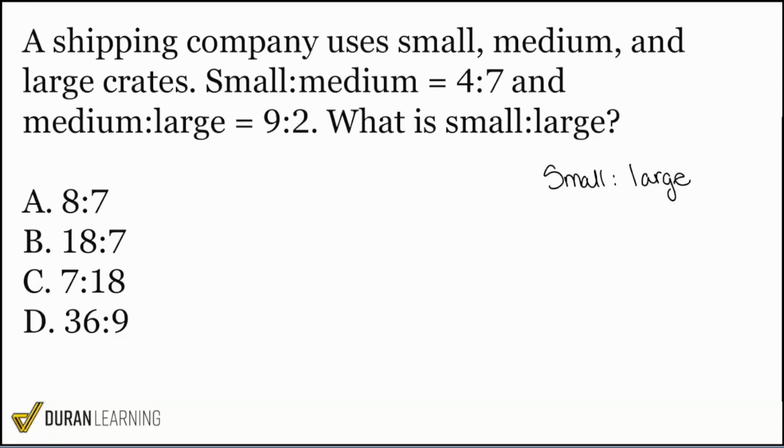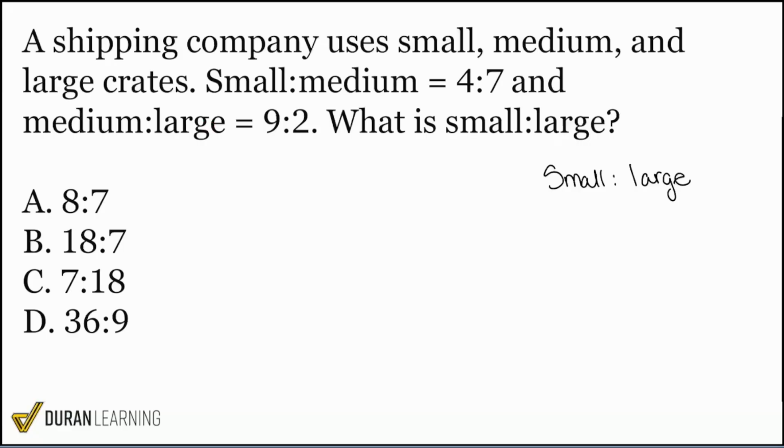The problem that we have in this question here is that when we read through the information, to get that comparison of small to large, what we first have to go through is, here we have the ratio of small to medium, and then we have the ratio of medium to large.